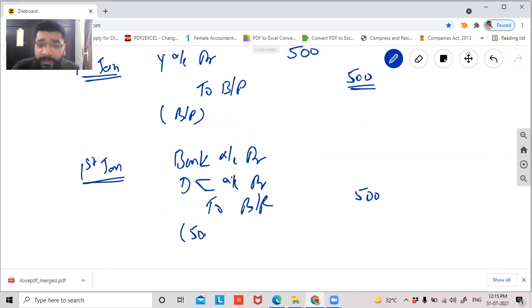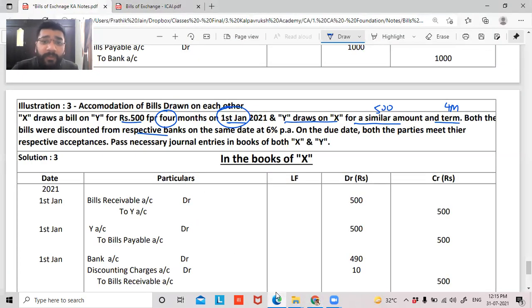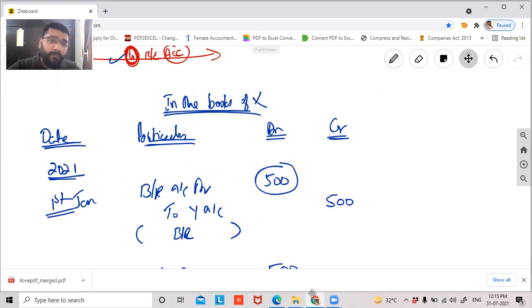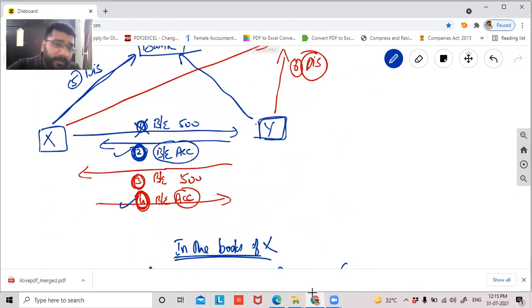So guys, 500 rupees. And what is the discounting charges per annum? 6 by 100. And what is the term of the bill, guys? Term of the bill is 4 months, into 4 by 12. So can you please tell me the discounting charges? 10 rupees. 10 rupees is discounting charges. So from the banker, can I say you'll be receiving 490 rupees? So I've recorded this entry also.